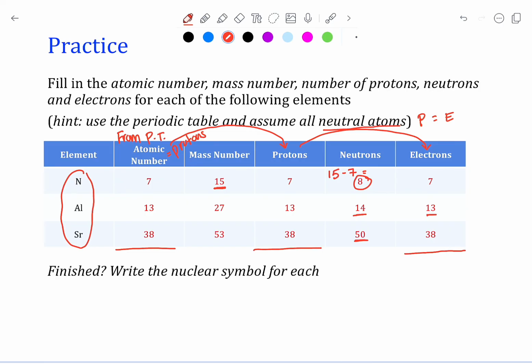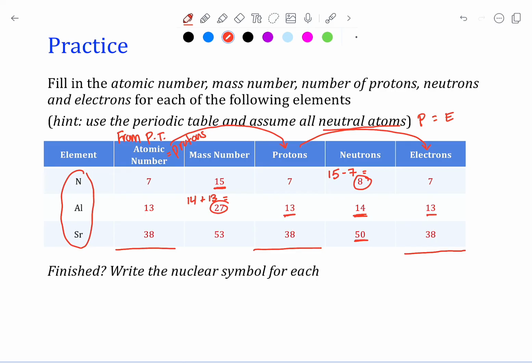In aluminum, we were given the number of neutrons. We knew our number of protons from the periodic table, so we just have to add those up. 14 plus 13 equals 27.